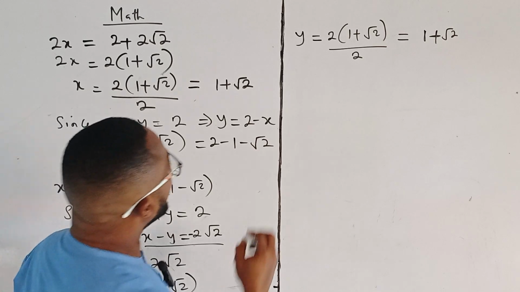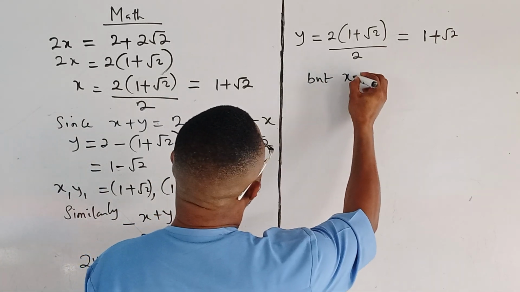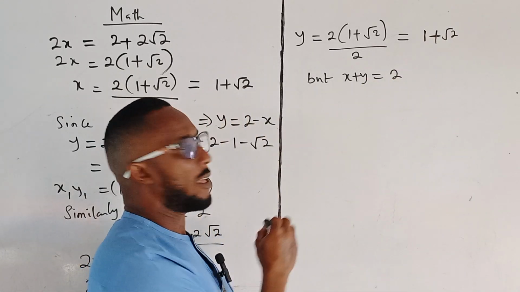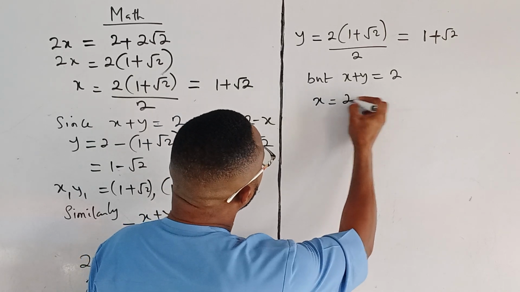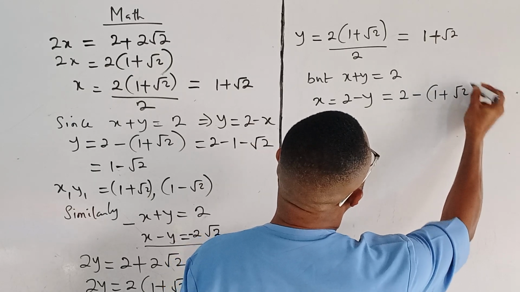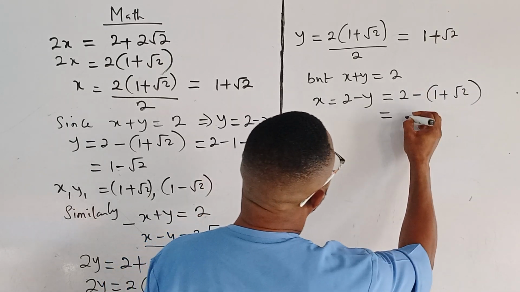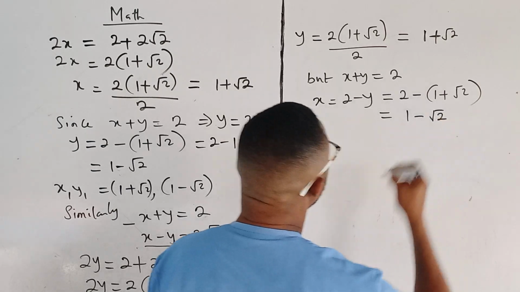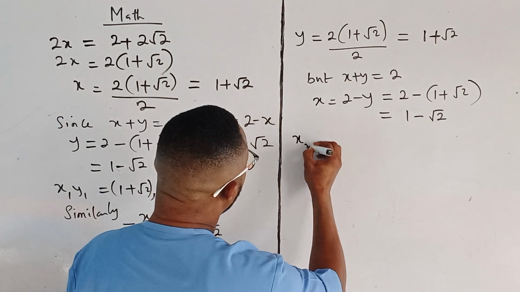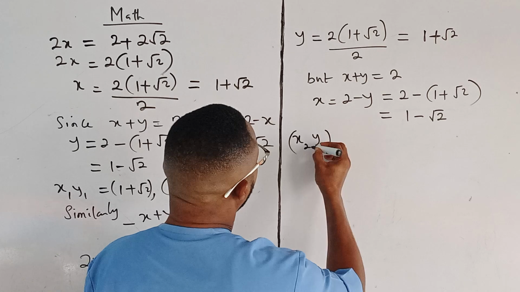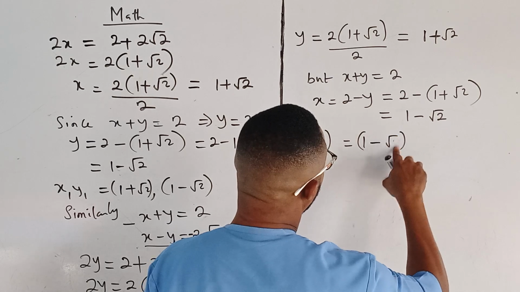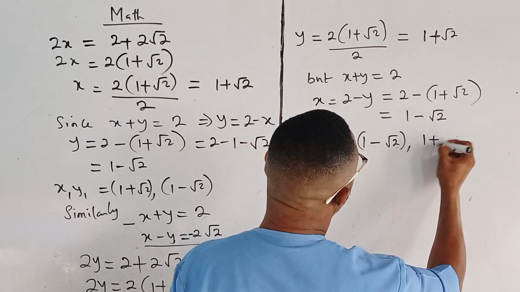Okay, then I also know that x plus y equal to 2. So if I have y, I can easily get x by saying 2 minus y, which is 2 minus (1 plus rad 2), is going to give us 1 minus rad 2. Okay, the second solution, let me call this x2, y2. That is actually going to be 1 minus rad 2, comma, then 1 plus rad 2.